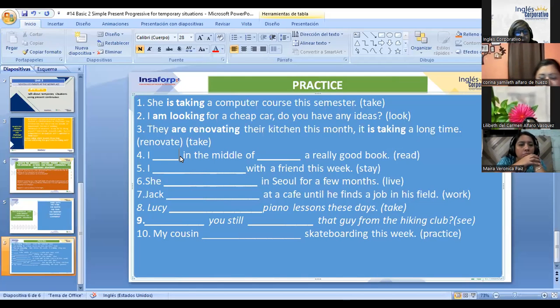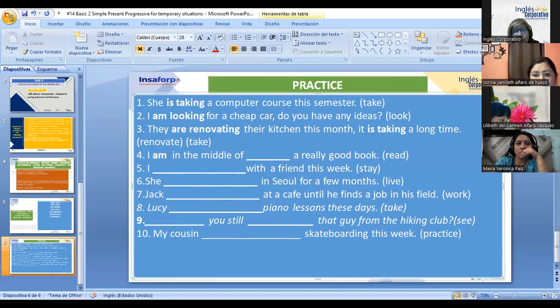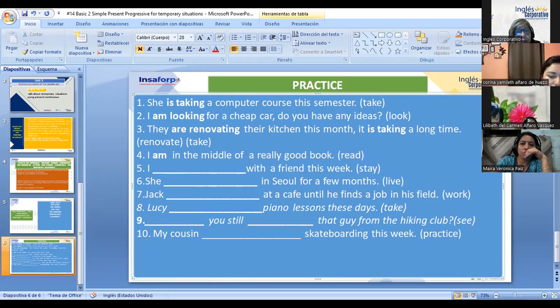Teacher, puede revisar las que hemos hecho si están bien. She's taking a computer course this semester. I'm looking for. They are renovating. It is taking. It's good. Mire, y en la 4 sería I am in the middle of reading. I am reading.